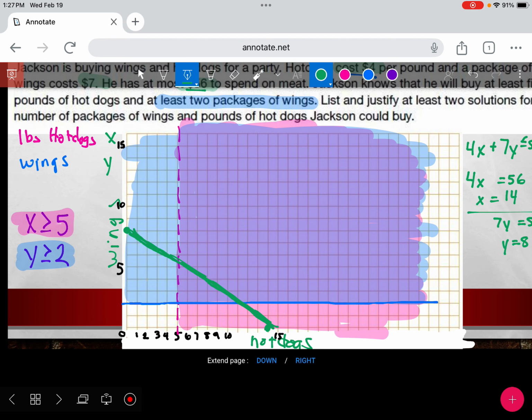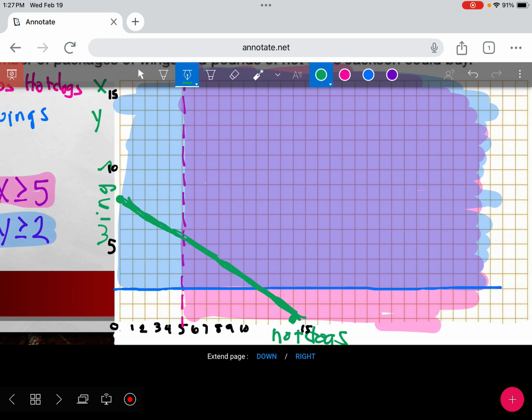Where would we be shading? Above the green line or below the green line if he needs to spend less than 56? Below, because if he bought no hot dogs and no wings, that is definitely in his budget. So this green portion shows his budget.